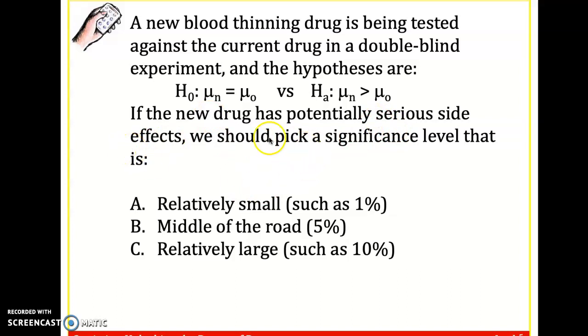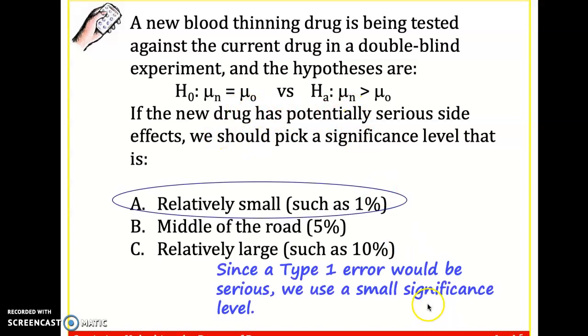All right, so in that case, if you reject the null and accept the alternative hypothesis, then you might be bringing this new drug onto the market. But if it's true that the new drug is the same as the old drug, you should stick with the old drug because the new drug has potentially serious side effects. So this is a type 1 error, having serious side effects, a serious issue. So a type 1 error would be serious in this case. So you'd want to use a small significance level.